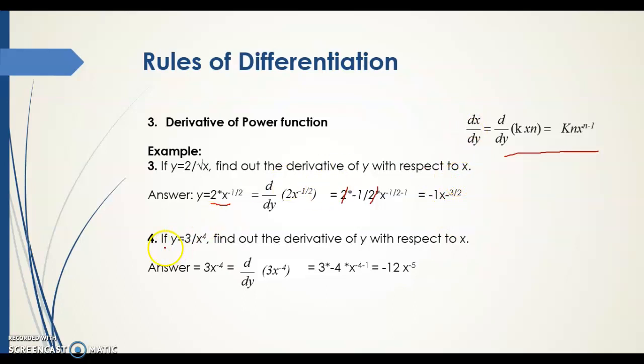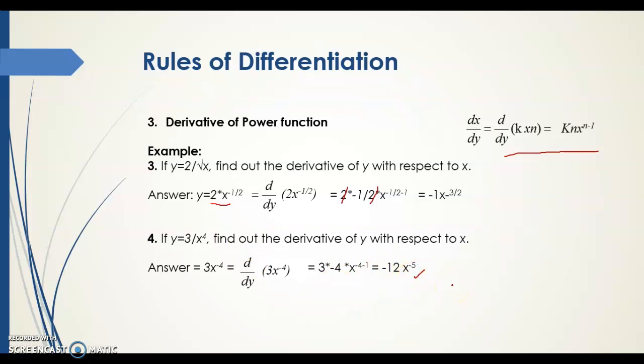In the next question, suppose your equation is y equals 3 divided by x raised to power 4. Again, since it is divided by some power, when we bring it up, the power will become negative. So it is 3 into x raised to power minus 4. Now we have to take the derivative. So the constant is 3 into power minus 4 into x raised to power minus 4 minus 1. So it becomes minus 12 x raised to power minus 5.